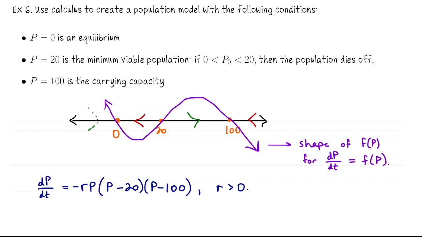We're at the end of this lesson, but I just want to call back to an earlier idea. If this is a closed population model, what is beta minus mu? Well, for a closed population model, dp/dt is beta minus mu times p. So if I took away that first copy of p, then beta minus mu is everything else. So that would be negative r times p minus 20 times p minus 100.